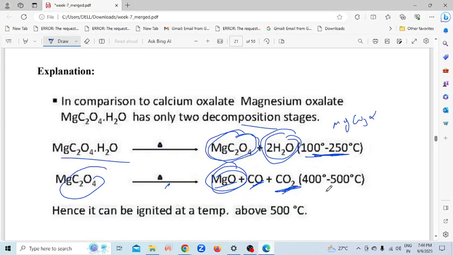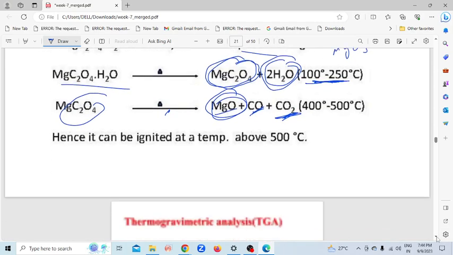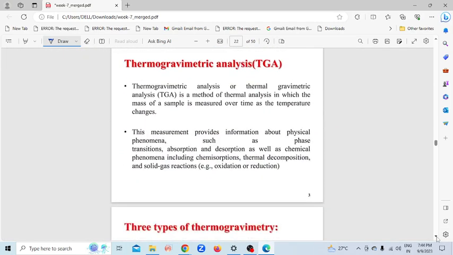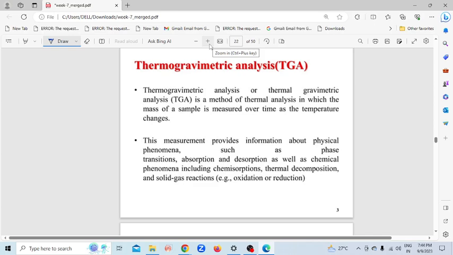Are you able to see my screen? First of all, I will give you a brief about these techniques, then we will conclude. If you have any doubt you can ask. I will first move fast. TGA we have already covered. It is a very simple technique where we measure the mass of the sample over time and temperature. TGA is clear.